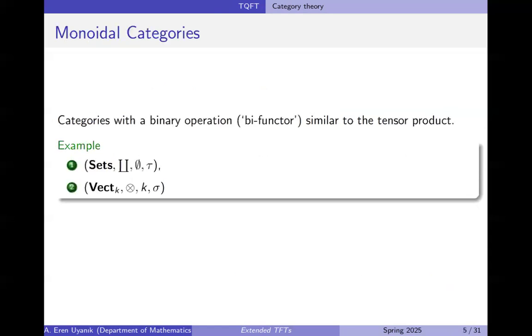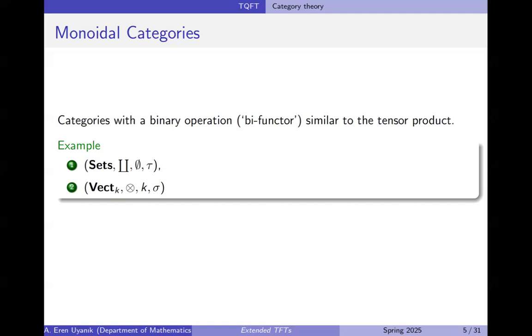Okay, so we will mainly deal with monoidal categories. They are categories with a binary operation, similar to the tensor product. Two examples. You can think of the category of sets together with disjoint union. The identity element in this case is the empty set. If you take the union with the empty set, you change nothing. And we have a twist map. If you switch the order of the disjoint union of two sets, it changes, but not very much. They are canonically isomorphic.